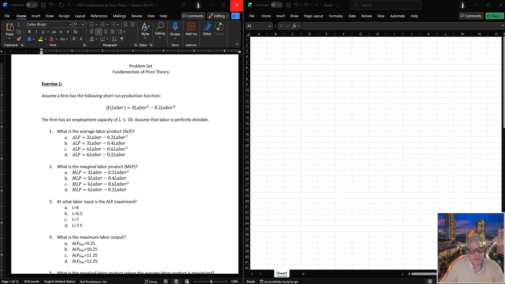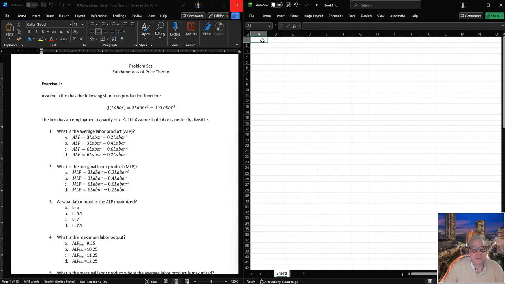Alright, let's review some of the things that we have learned, and let's begin with an example that illustrates again a production function. Specifically, we see here a production function that converts labor into output Q, and the function is 3 times labor squared minus 0.2 labor cubed. The function is defined for a maximum amount of labor of 10, and we assume that labor is perfectly divisible, so workers can work the entire day or half a day or just a couple of hours.